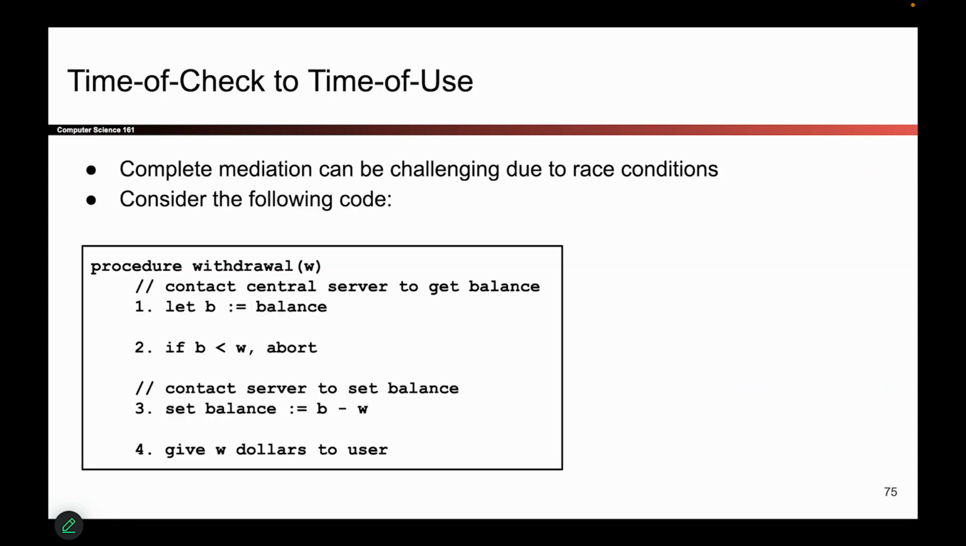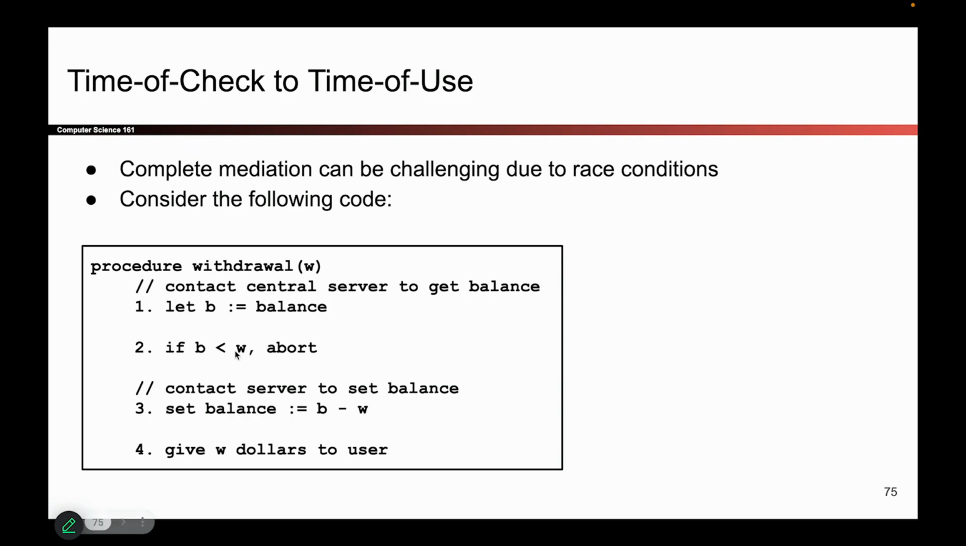So that's one example. Let me give you a more exotic example of complete mediation, and we'll talk about it after I show you the example. So here's some code to withdraw money from the bank. So here's what I'm going to do. If I want to withdraw money, I'm going to check how many dollars the user has. That's B. And if it is the case that the user has, say, $10, but they want to withdraw $20, that is not allowed. You have $10. I cannot give you $20, so I will abort and show the user an error message.